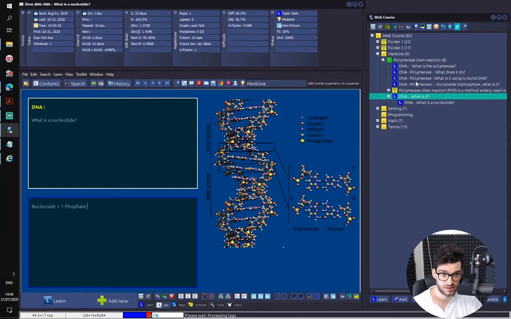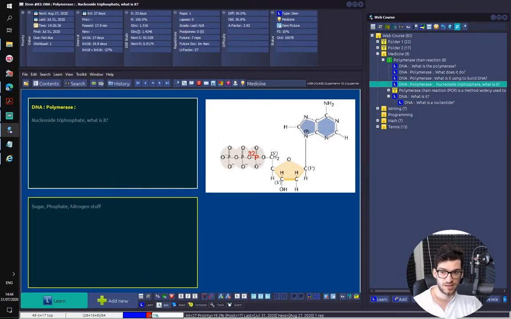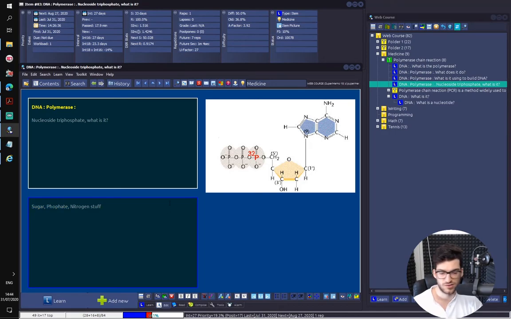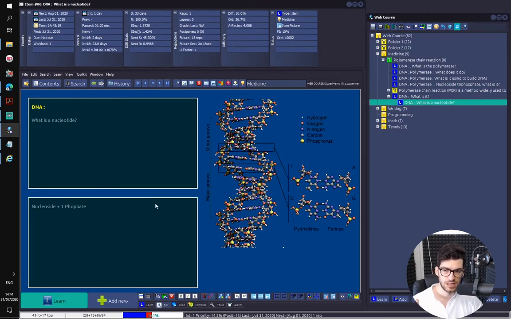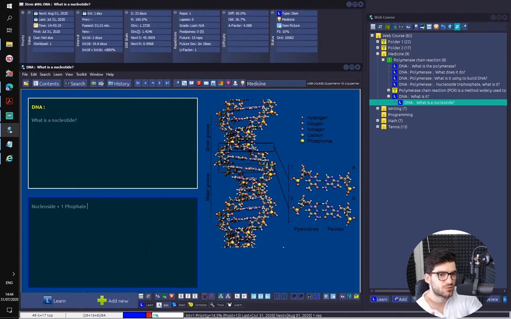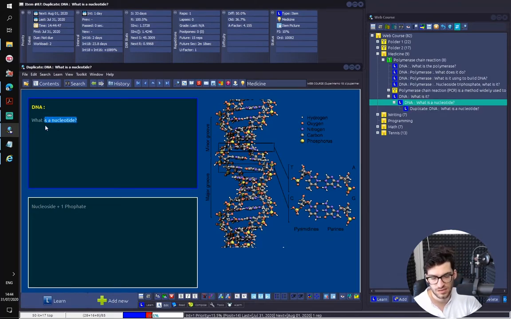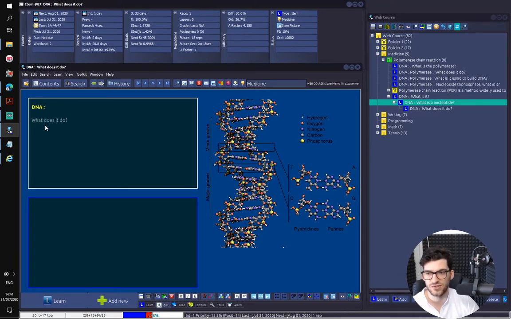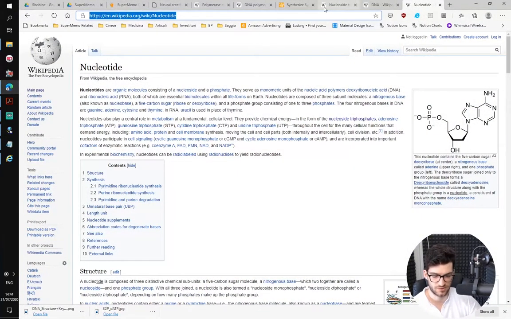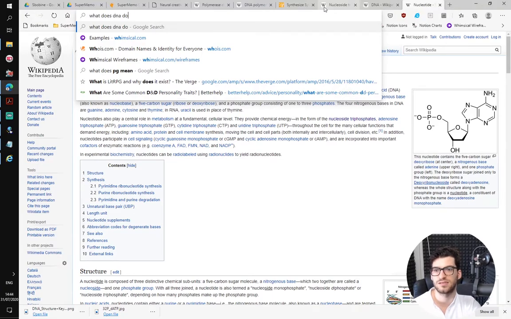Always make sure that you actually know. And here we have the nucleoside triphosphate is sugar, phosphate, and nitrogen. So a nucleoside, not triphosphate, would be sugar and nitrogen stuff. And this is pretty much it. You would only have to add one more question. What does it do? What does DNA do? Ask Google. Google is very nice. What does DNA do?